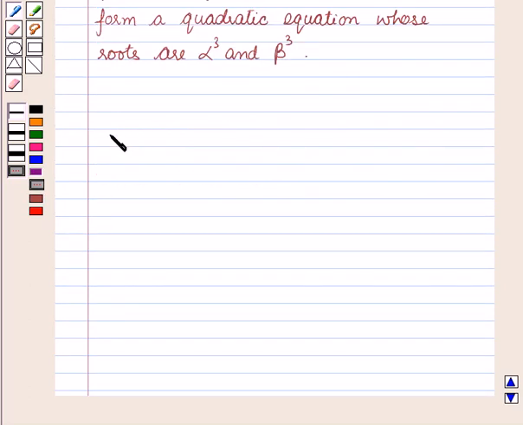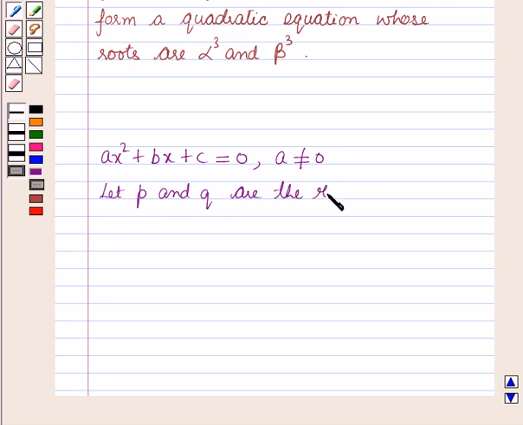Now, the standard form of quadratic equation is ax square plus bx plus c is equal to 0, where a is not equal to 0 and a, b, c are the constants. Now let p and q are the roots of this equation. Then sum of the roots, that is p plus q is equal to minus b over a, which means p plus q will be equal to minus coefficient of x over coefficient of x square in the given equation.